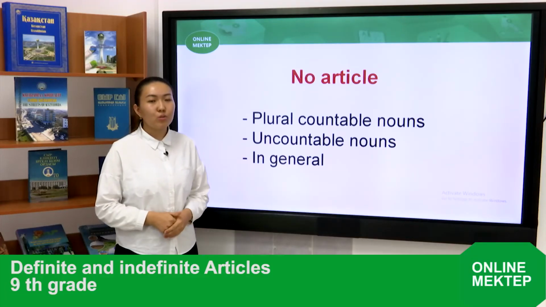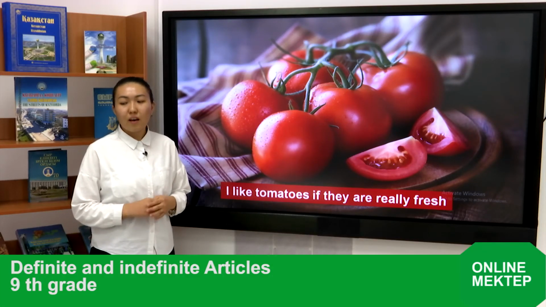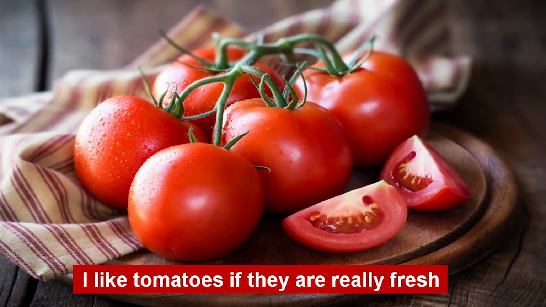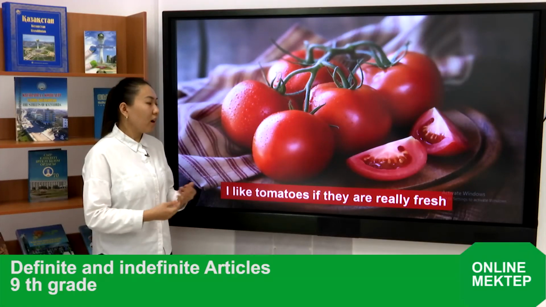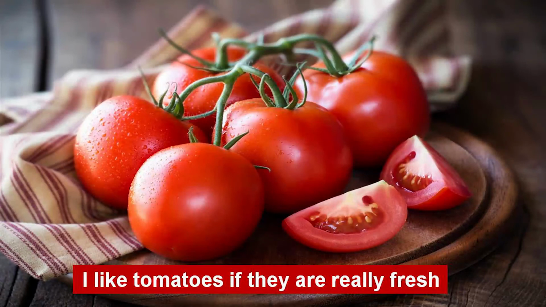In which situations do we use no articles? We use no articles for plural countable nouns and uncountable nouns, and in general. I have one sentence: I like tomatoes if they are really fresh. Here you can see I didn't use the article. It is in general form. Maybe here I'm talking about a million tomatoes or 100 tomatoes. It doesn't matter. I am talking in general. That's why I didn't use the article.